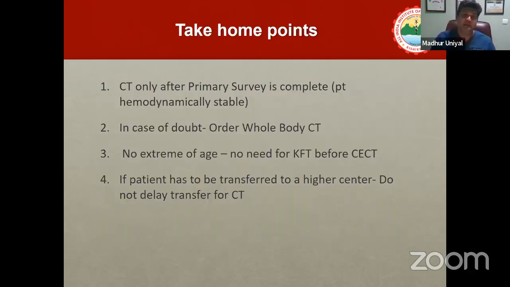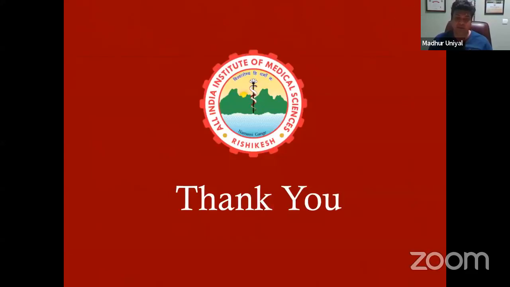So to end, if I have 4 points to tell: no CT should be done until the patient is hemodynamically stable. Whenever doubt comes into your mind, it's better to overdo than to underdo, so order a whole body CT. If there are no extremes of age, forget about KFT. Time will give better results. And if we have to transfer the patient to a higher center, we should not delay the transfer for the CT. Thank you.